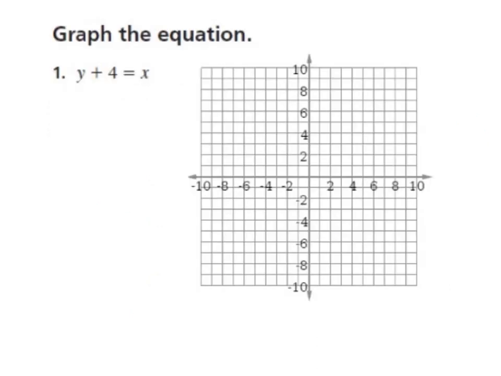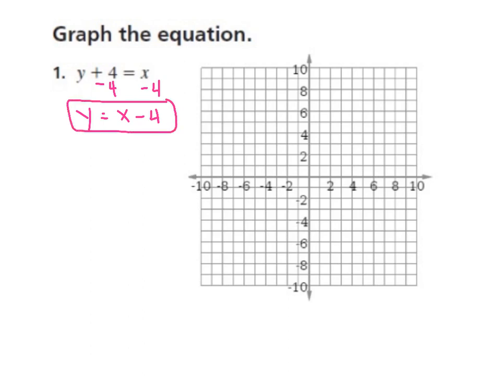If I'm following those first 4 steps up above, the first step is to get y by itself. So in this case, I can move my 4 to the other side. I'm going to subtract 4 from both sides, and I get that y is x minus 4. So first step is done. I got y by itself.